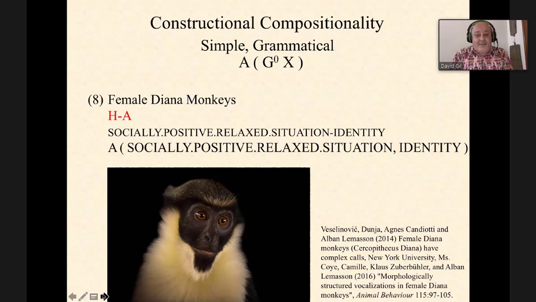The only reason that I've put this under constructional compositionality is that this is considered a particular construction in which the A seems to actually be suffixed onto the H, as described by the authors.